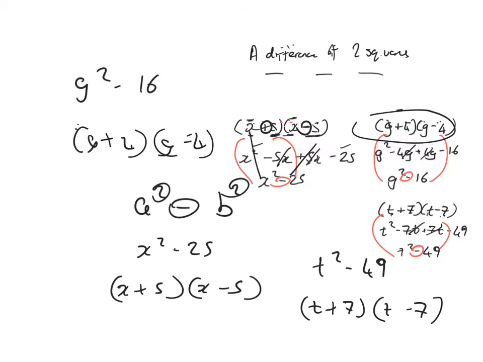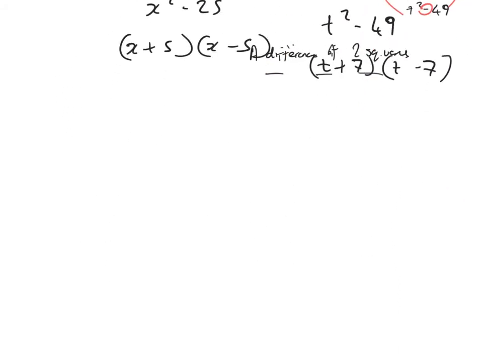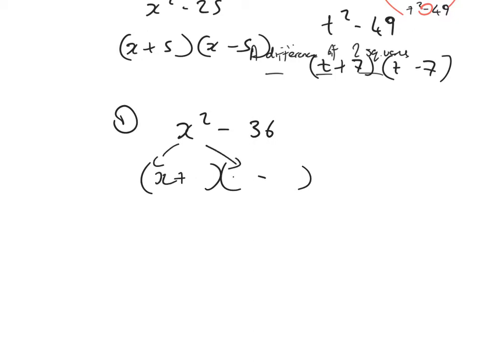Okay, so let's try one where we don't have the answer. Let's take down example 1. Let's go for x squared minus 36. Okay, so we know that it's going to be a bracket with a plus and a bracket with a minus. The square root of x squared is x, and the square root of 36 is 6.